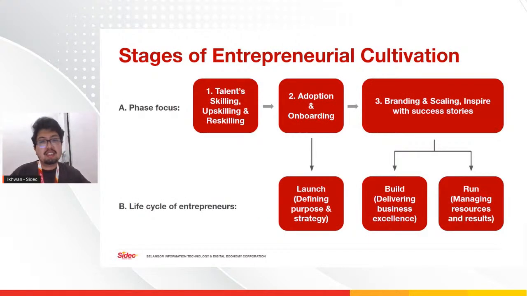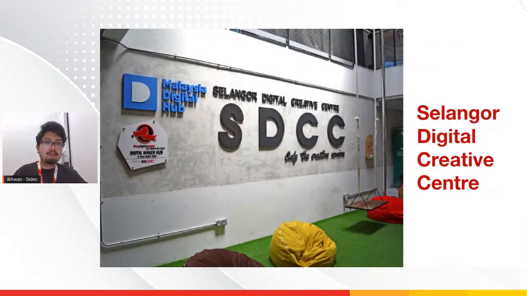Next, we move to the stages of entrepreneurial cultivation, or in Malay, memupuk keusahawanan. Basically, these are the phases that we see in order to generate our program. The first is talent skilling, upskilling, and reskilling. From this program, we will move to adoption and onboarding. And finally, when you have adopted by joining our program, you will learn about branding and scaling with other state partners.